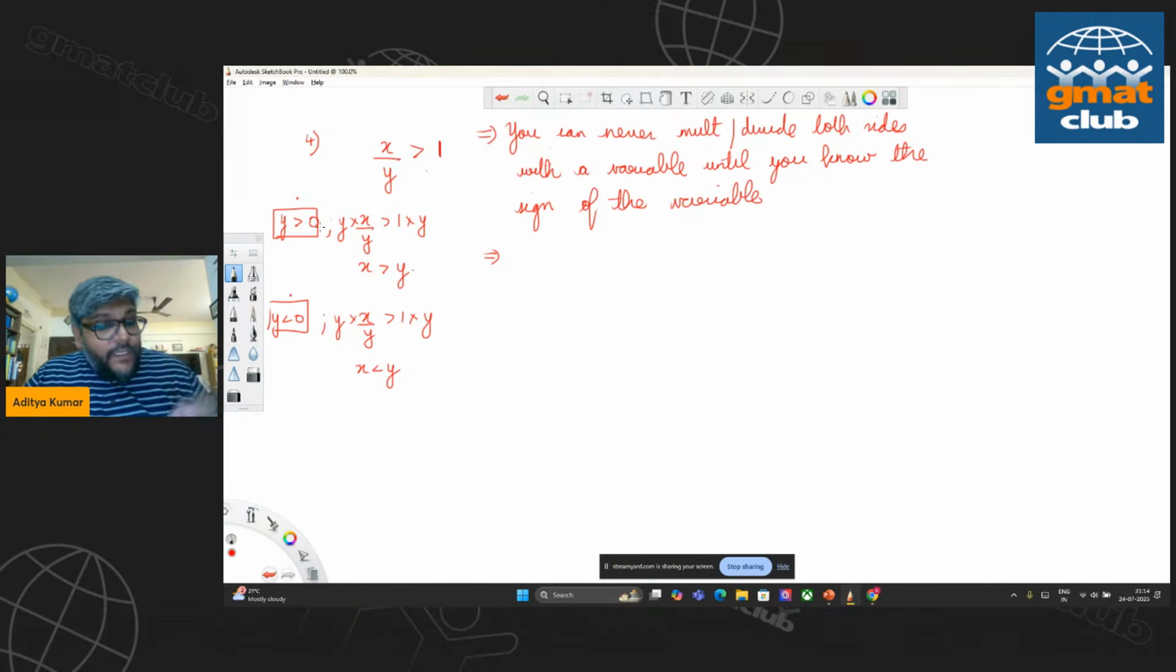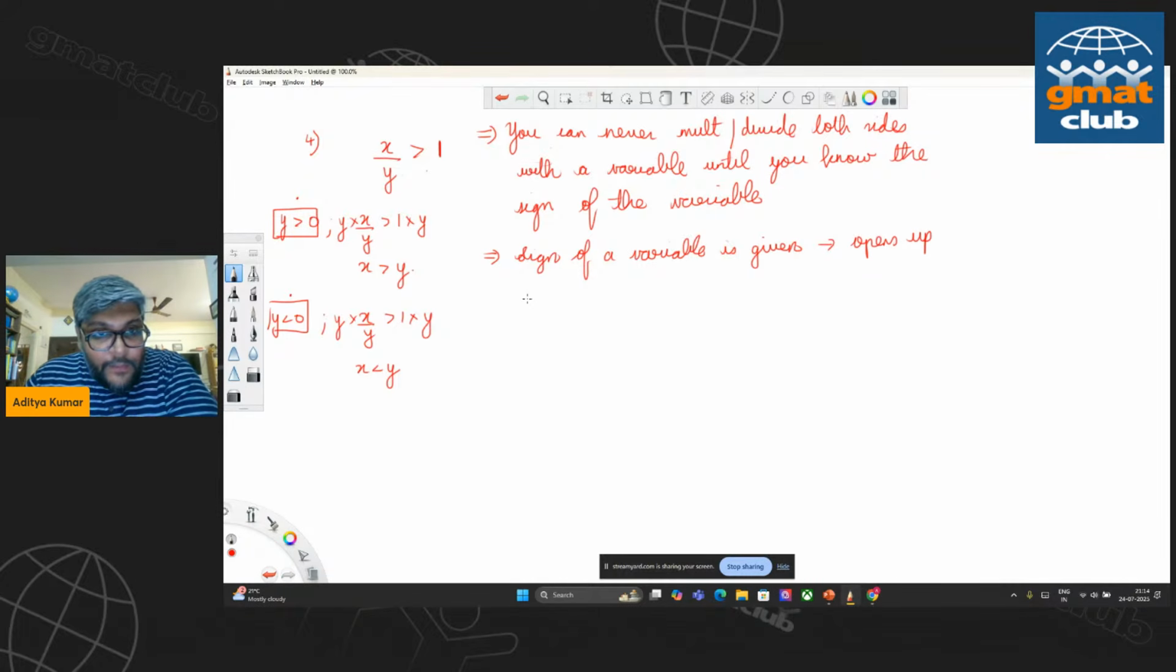So remember, whenever you see an inequality question, if the sign of a variable is given to you, make a note of it. It's crucial information. It opens up the possibility to manipulate using multiplication and division.